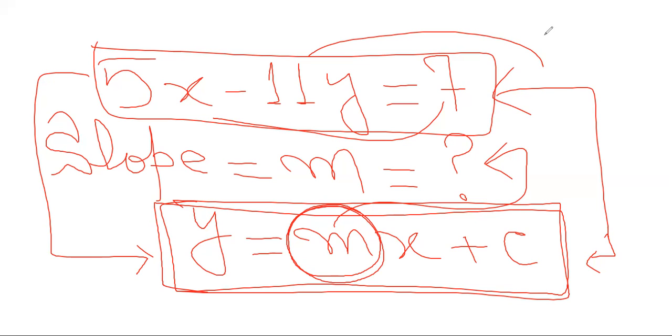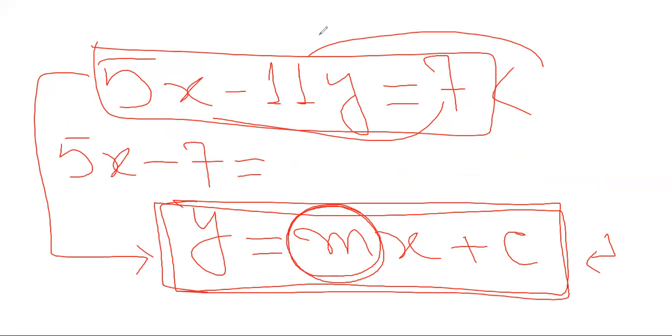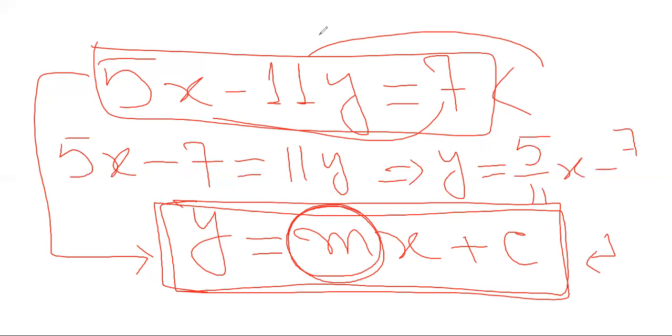What are you doing? I don't know, I'm one step more away. That is the equation. What I am doing, look at me. 5x remains over here. 7 is coming over here, and this will go on the other side. This will become positive. And one more step: y is equal to, look at this, 5 over 11 x minus 7 over 11.